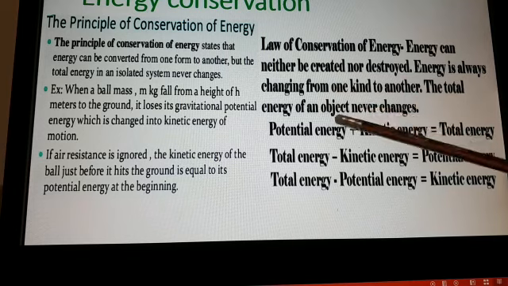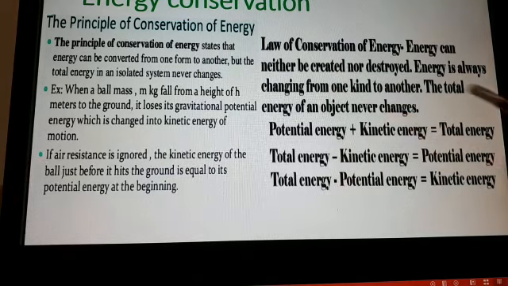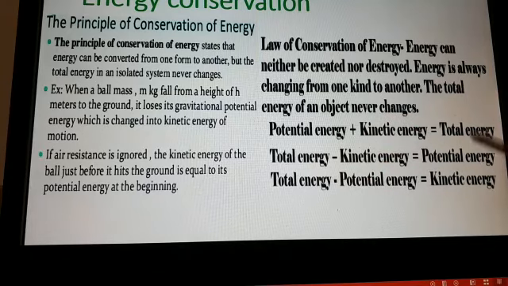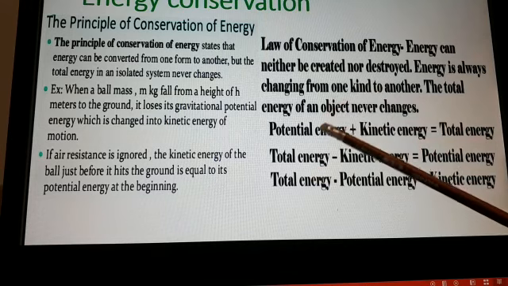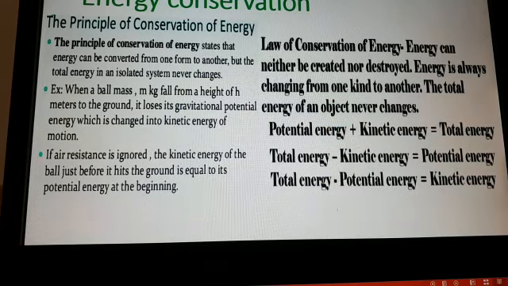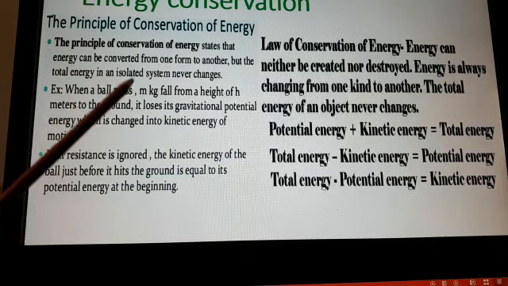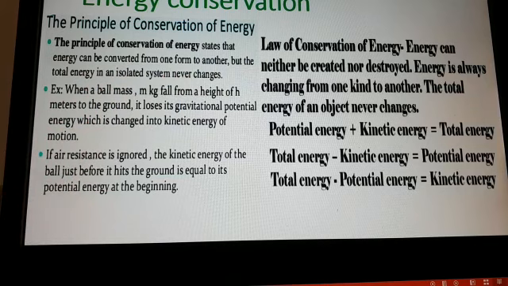The total energy of an object never changes. Potential energy plus kinetic energy is equal to total energy. From total energy minus kinetic energy, you will get potential energy. So always, potential energy plus kinetic energy is equal to total energy. What is the principle of conservation of energy? The principle states that energy can be converted from one form to another, but the total energy in an isolated system never changes.